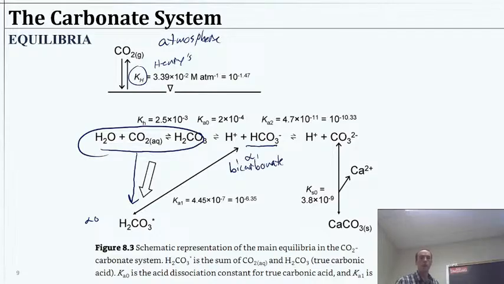And then we have that in equilibrium with carbonate, CO3 2 minus. Okay, so we have carbonic acid, bicarbonate, and carbonate. And alpha 2 would describe how much is in the carbonate form compared to total.